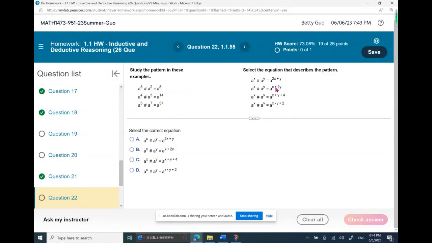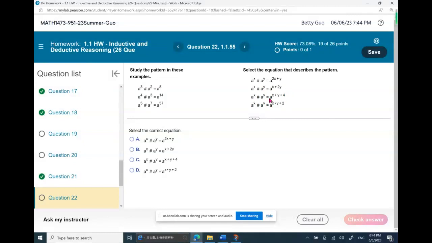Let's see this one. The first exponent added twice, plus twice the second exponent. So 3 plus 4. 3 plus 4 is 7, not 8. So this is incorrect as well.